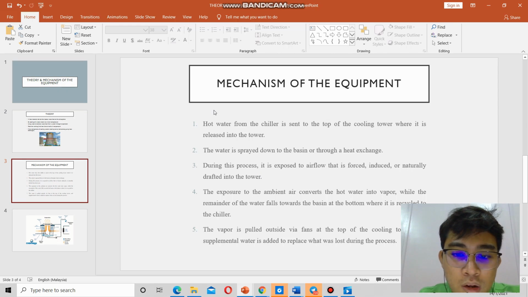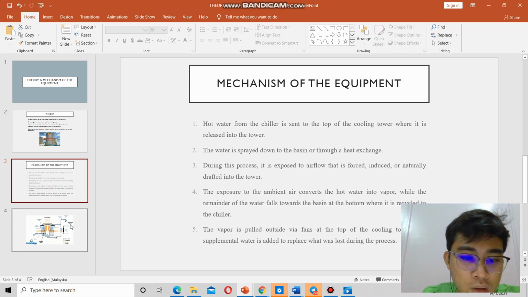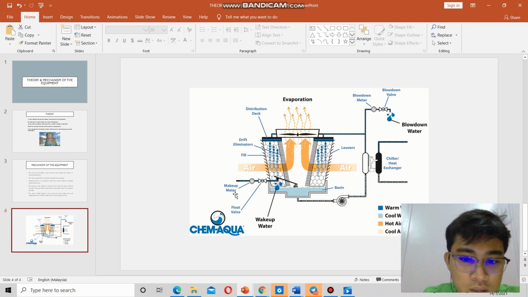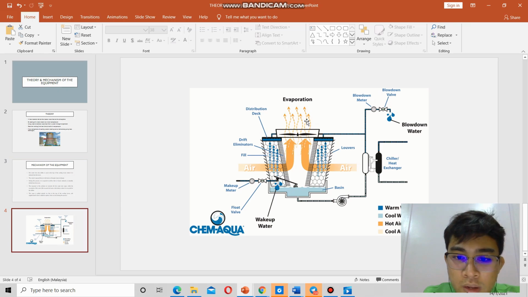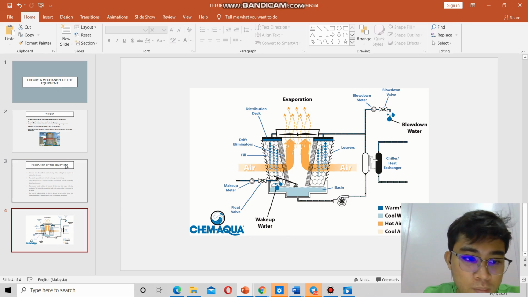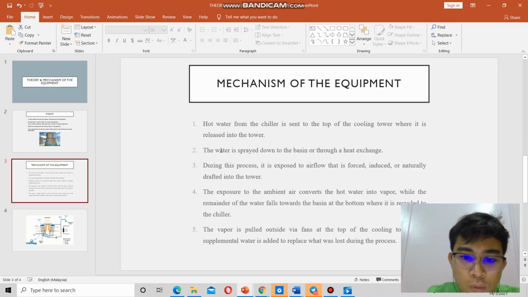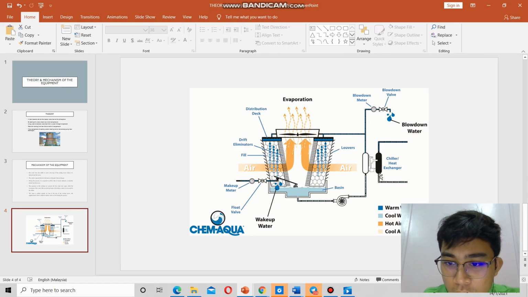Number one is hot water from the chiller is sent to the top of the cooling tower, where it is released into the tower. Hot water from the chiller is sent to the top of the cooling tower and is being released at the top. So the next is water is sprayed down to the basin through a heat exchanger. So basically water is supplied from here into the basin.